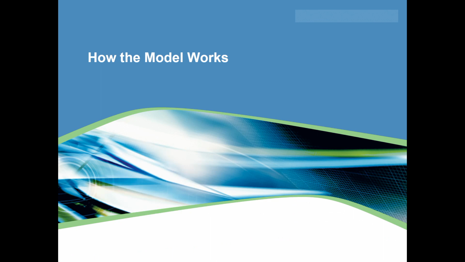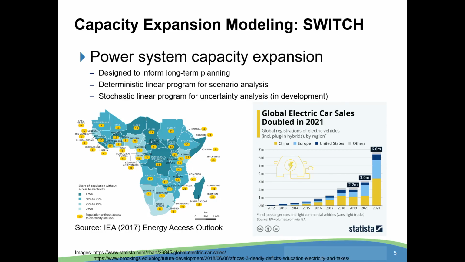So now I want to dive a little bit deeper into how the model works. So the switch model, it's a linear deterministic electricity capacity expansion model. And so when I'm talking about electricity expansion, there's a lot of different ways that you can think about how the grid is changing with time. So there are communities that are underserved with electricity, and so bringing access to those communities is going to increase your energy demands. There's also a huge movement towards electrifying other sectors such as transportation, cooking, and heating. And as those sectors get electrified, there'll be more demand required of your electrical grid.